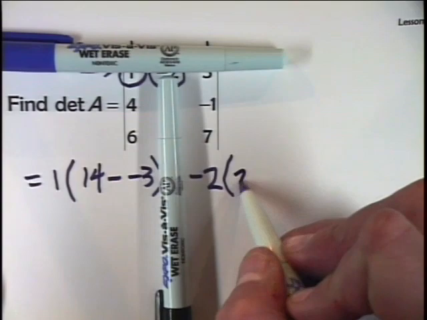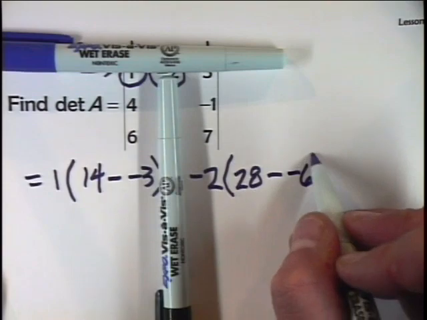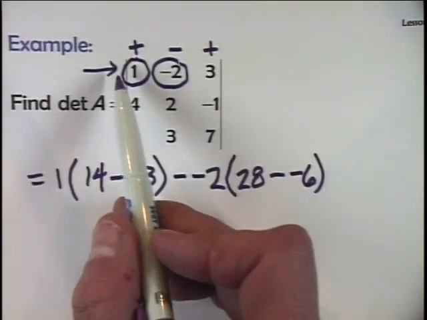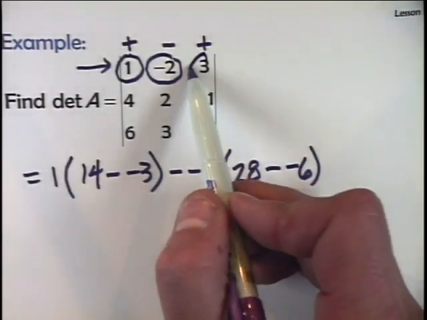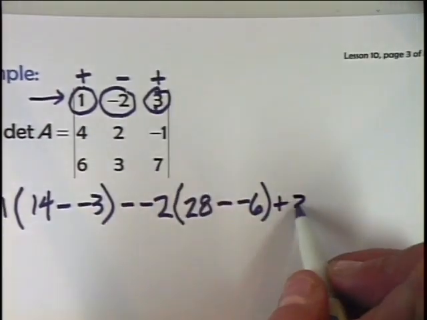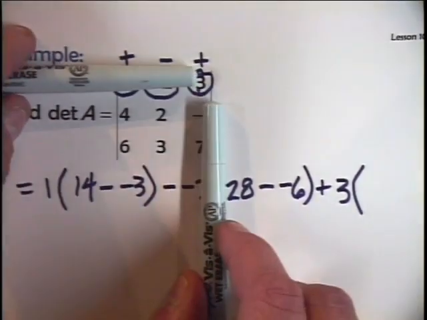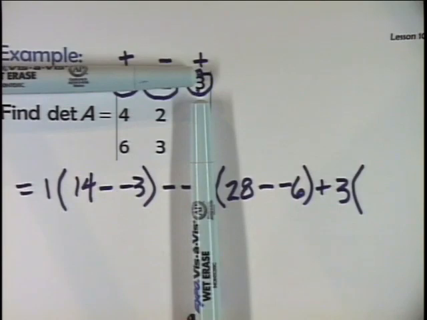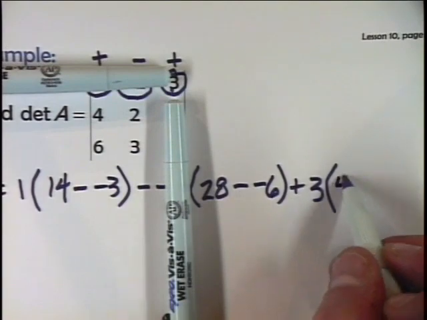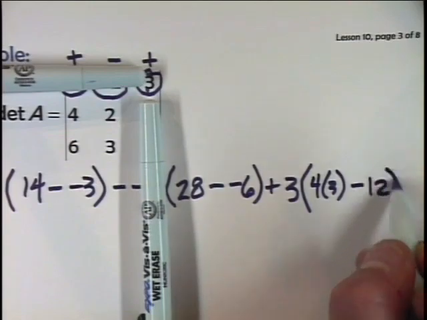So 4 times 7 is 28. Always subtracting, 6 times -1 is -6. Okay, so now we will proceed one last time. We're going to go along the top row in the last column. That's going to be a 3, and we go back to positive. So plus that number, which is 3, times. And one last time, we will block out the top row and the third column. And notice we're staring at another 2 by 2. So 4 times 3 minus 6 times 2. 4 times 3, the product of that diagonal, minus 6 times 2, which is 12.